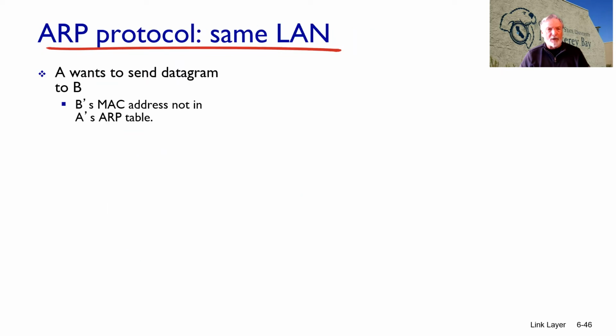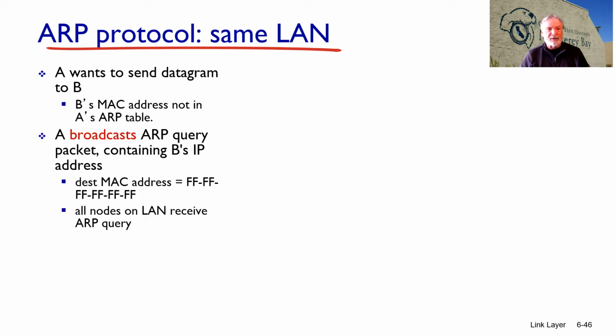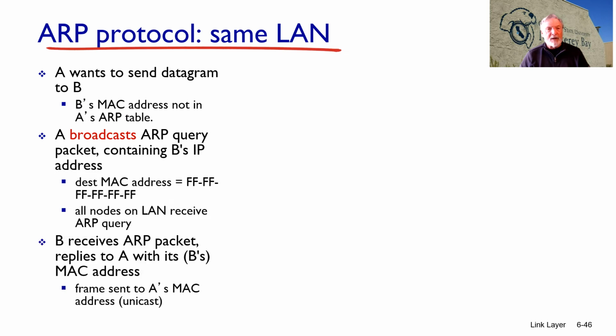How does ARP work? Suppose device A wants to send a message to device B. Then device A's ARP table does not have device B's MAC address. Well, device A will broadcast an ARP query frame containing B's IP address using the MAC broadcast address. In hex, this is 12 Fs. All devices on the LAN are listening and receiving this ARP query.